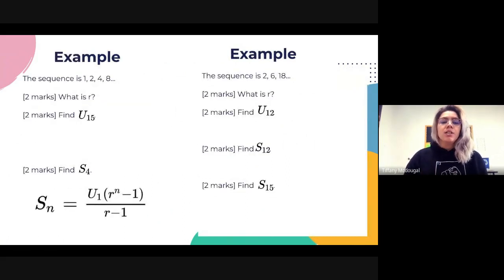All right, so let's look at this example. So we have the sequence 1, 2, 4, 8. Now I want you to pause and try to solve the first two by yourself because you should know how to find the common ratio and you should know how to find U15.